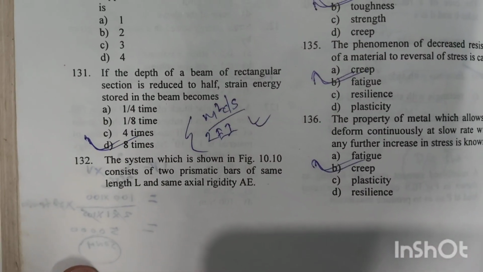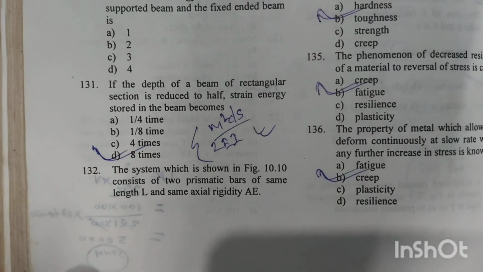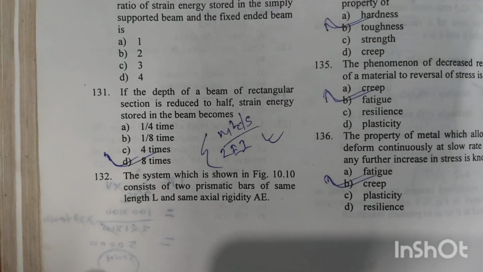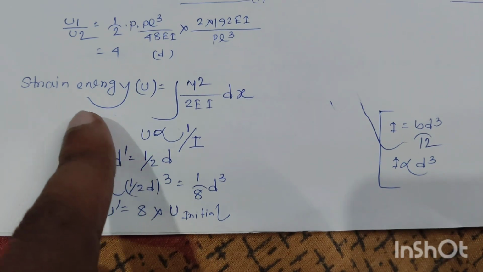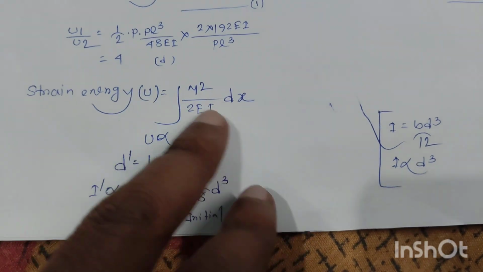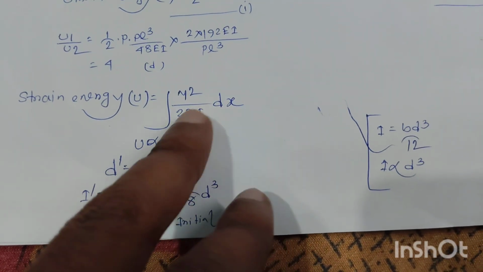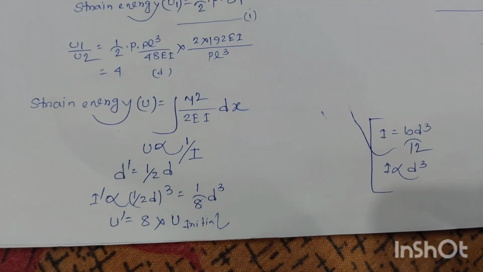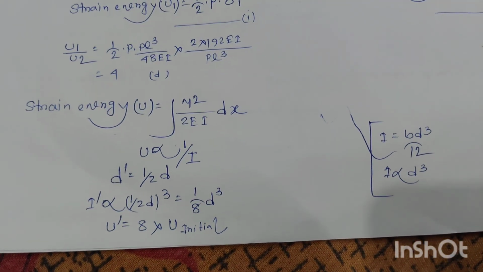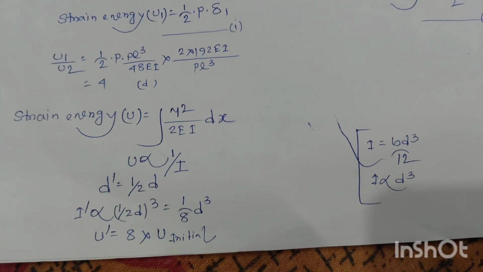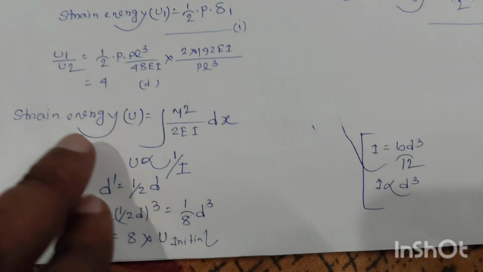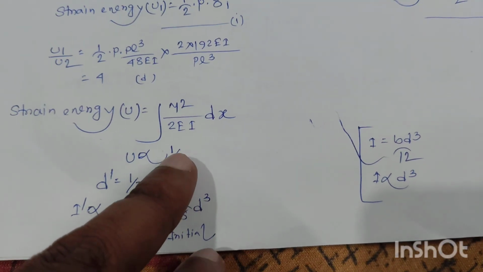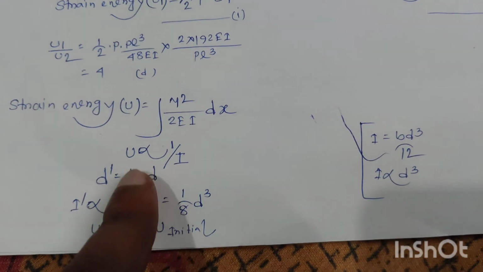Question number 131. If the depth of a beam of a rectangular section is reduced to half, the strain energy stored in the beam becomes. We know the formula for strain energy U equal to integration M square dx divided by 2 EI. M is the bending moment at the corresponding section, E is the modulus of elasticity and I is the moment of inertia of the beam section.